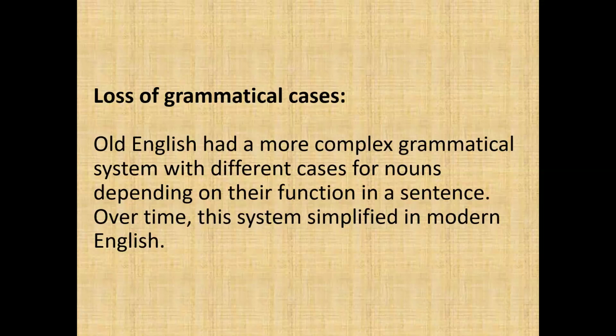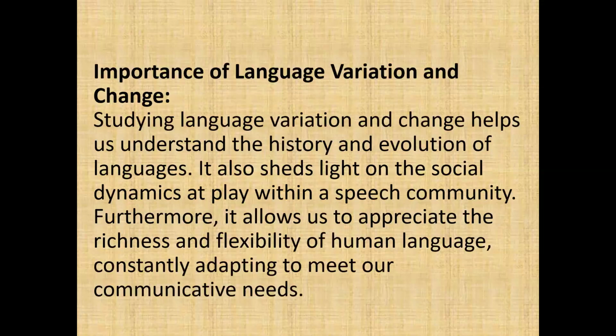So Old English had a more complex grammatical system with different cases for nouns depending on their function in a sentence. Even though we know these cases are there with pronouns, in Old English the cases were there for nouns also. Over time, this system simplified. Now in modern English, we don't have cases for nouns actually. So we are talking about language change. We will talk about it further, but we should know the importance of language variation and change.